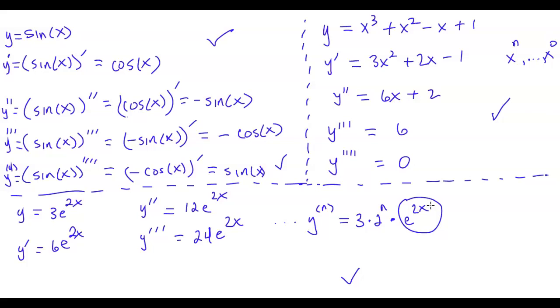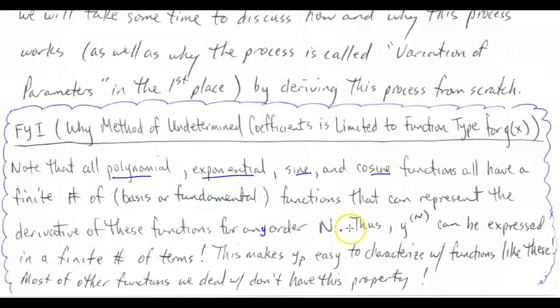And because we can write it in a finite way, that is what makes it good for using the method of undetermined coefficients when we have these types of functions being our external force functions for our non-homogeneous ordinary differential equations. So that is what I mean when I come back here and I say that all these functions have a finite number of basis or fundamental functions that can represent the derivative of these functions for any order n. So that's what I mean by that.